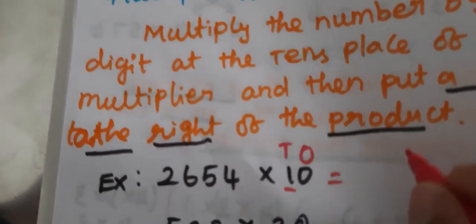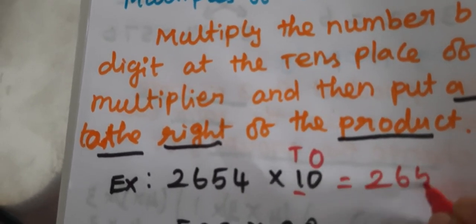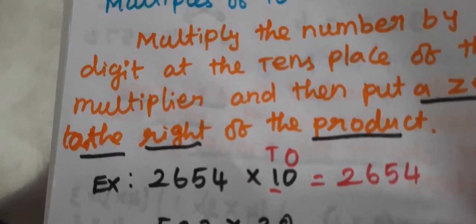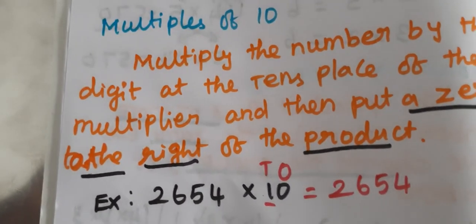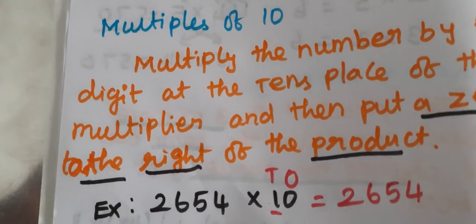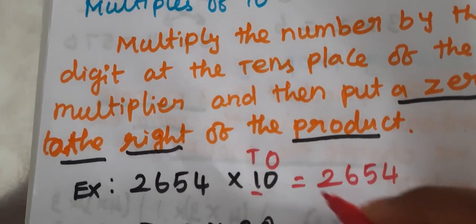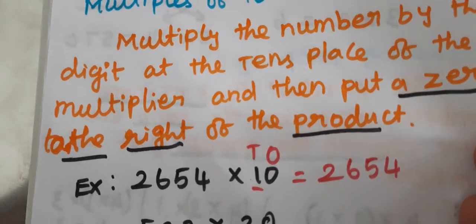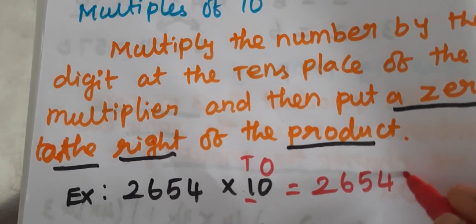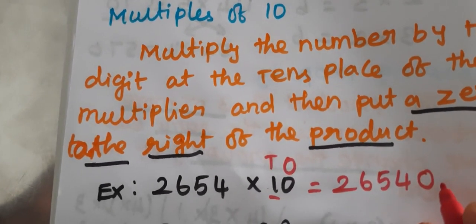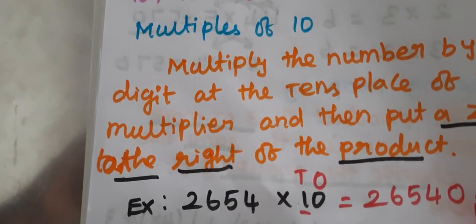So see here, 2654 is the product. After that, you have to add 0 at the right side of the product. This is the product, and this is your right side. So you have to put 10, because it is a 10 only, you have to add only 1 zero. Okay, do you have any doubts?